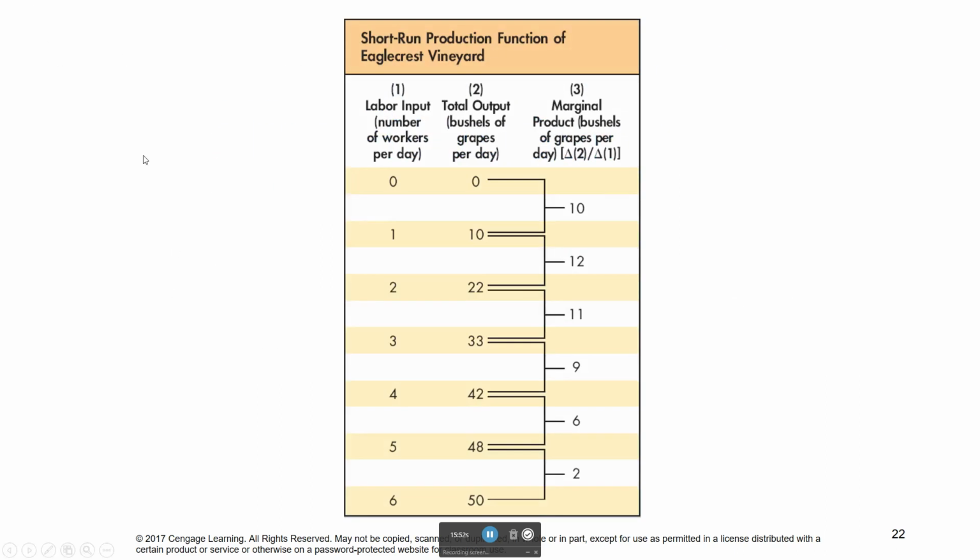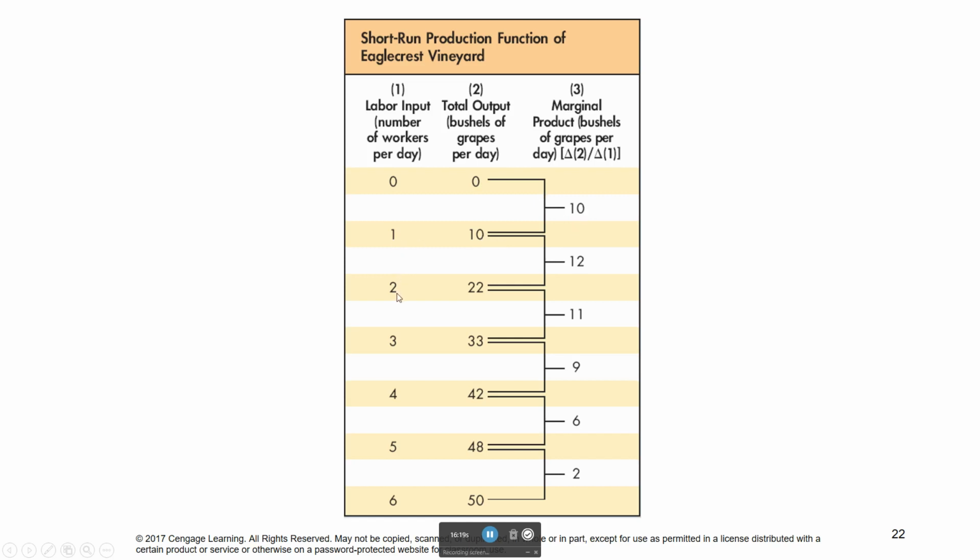Here's just another example. This is a vineyard, and here's the amounts of labor they have. 1, 2, 3, 4, 5, 6 workers. Here's how much they produce in terms of bushels of grapes per day. If they had 0 workers, 0. The first worker, we add him. Now we have 10 bushels of grapes per day. 10 minus 0 is 10. So his marginal product is 10 bushels per day.